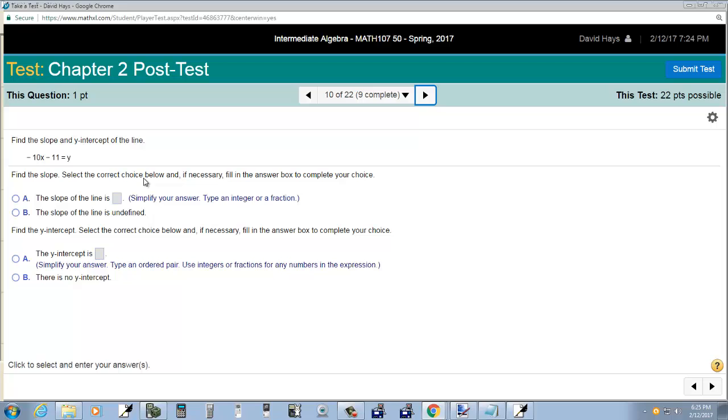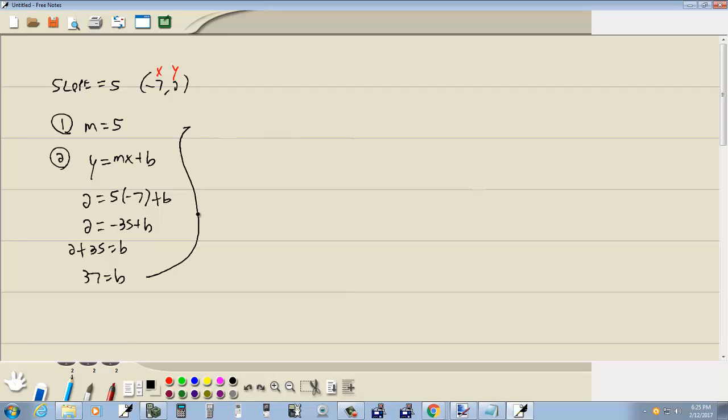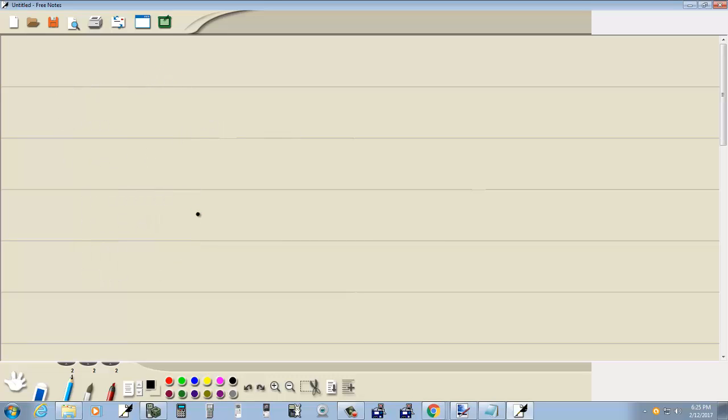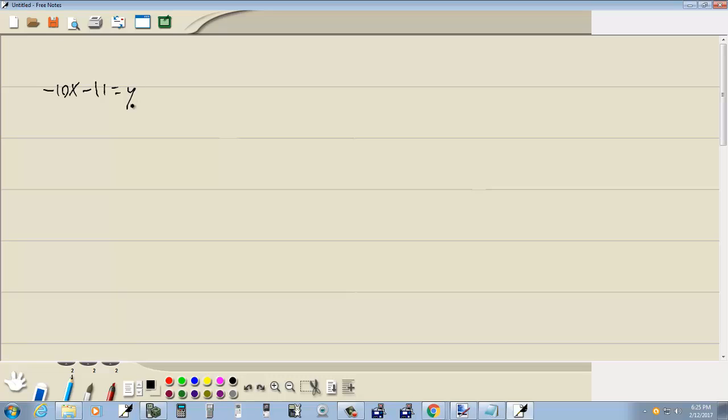Find the slope and y-intercept of the line. We'll clear this off. Then we got y equals -10x minus 11. Now our slope-intercept form is when you have it in the form y equals mx plus b, which this is in the correct form. So whatever number is in front of our x is m. So m is equal to -10. And our number alone is the y-intercept. Our y-intercept is -11. If you write it in point form, that'd be 0, -11.